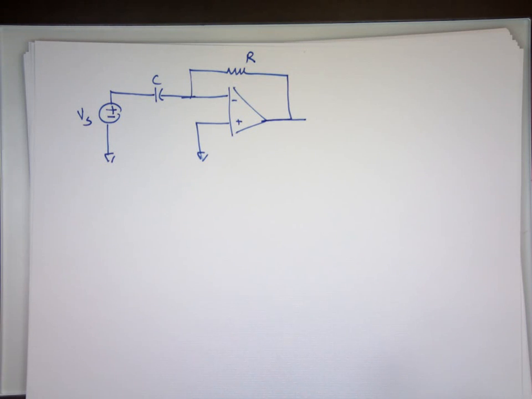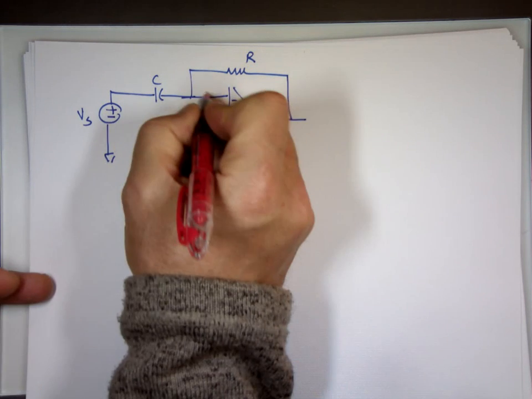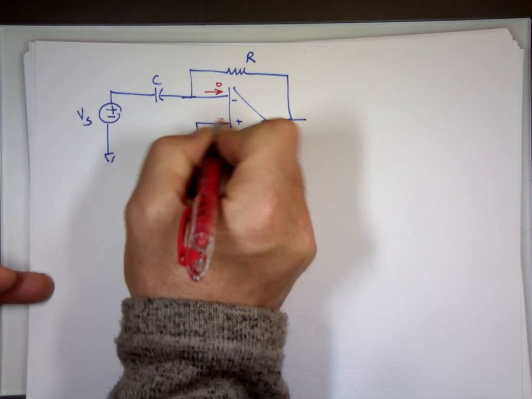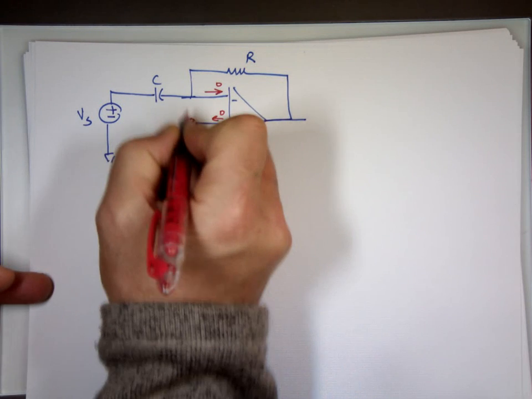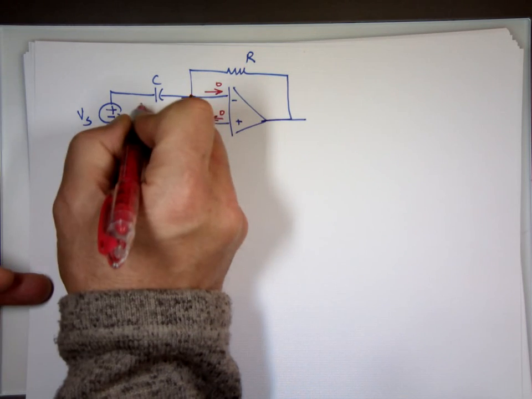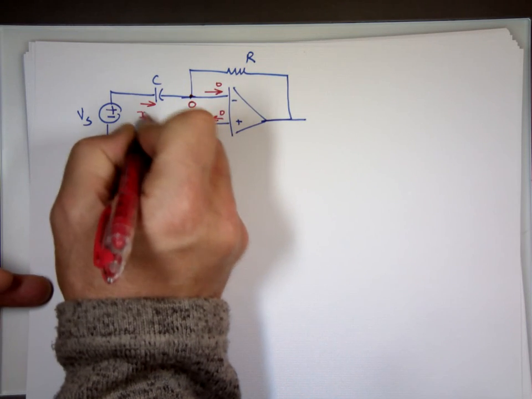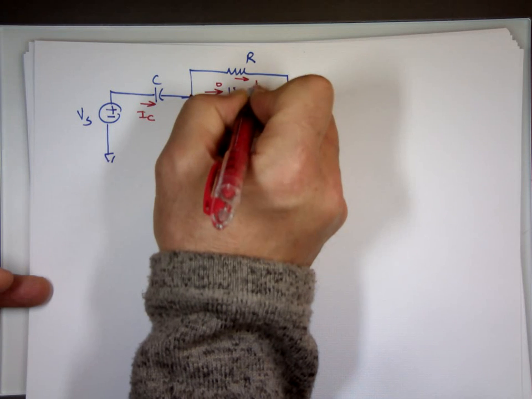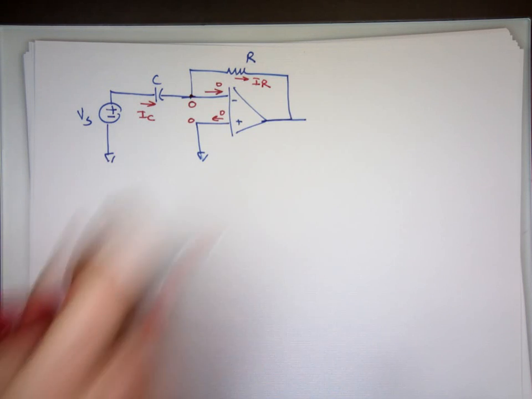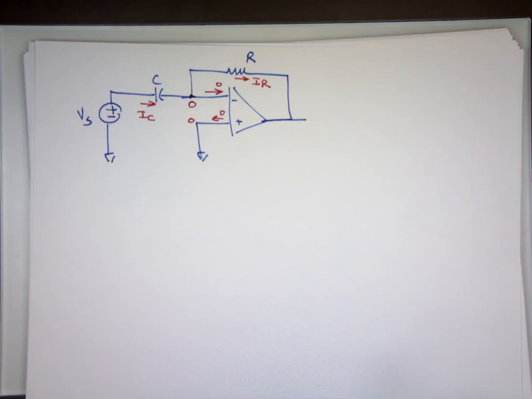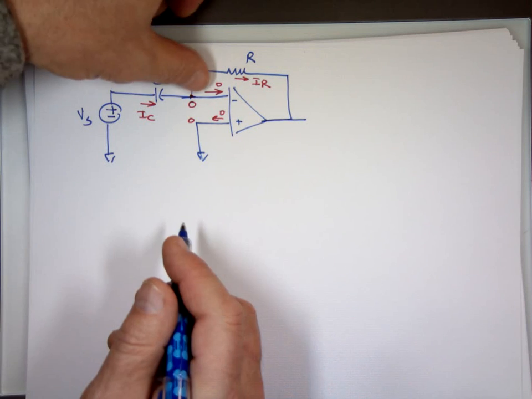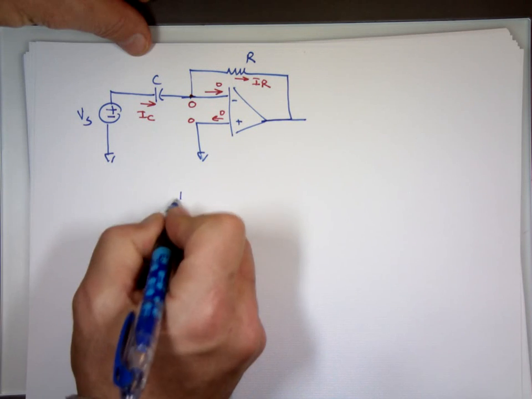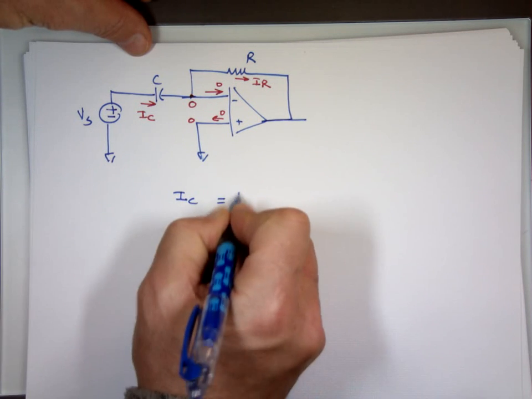Well, let's see. Same rule applies here. This is 0. This is 0. The voltage here is 0. The voltage here is 0. We'll call this current I sub C. We'll call this current I sub R. In KCL, the current going into the node is equal to the current leaving that node.